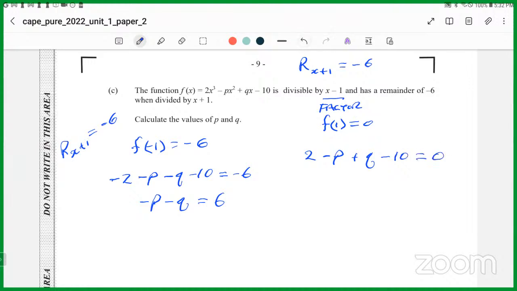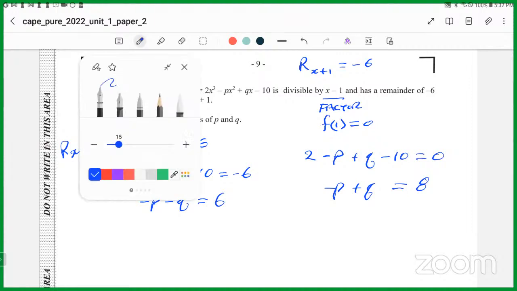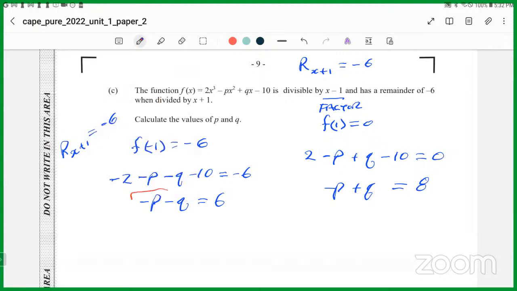Because that's a factor. This reduces to, this is 2 minus 10 is -8. -8 will come on the right side as a +8. So we end up with -p plus q equals, what did we say? A +8. And so we're now basically solving these two equations simultaneously. This one, which we can call equation 1, and this one, which we can call equation 2.